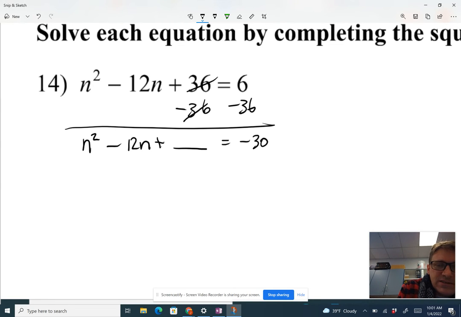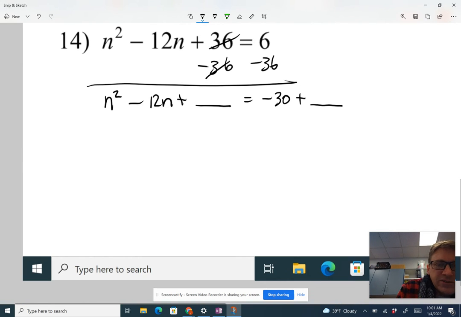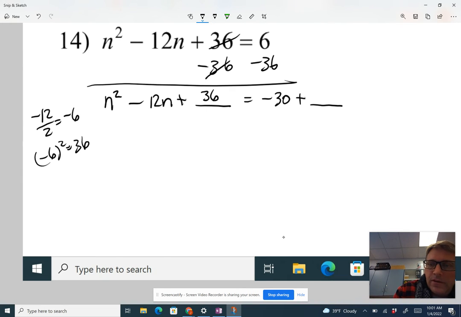And we're going to write plus something and then plus the same something over here, just to remind us we are completing the square. So we take negative 12, we divide by 2, we get negative 6. Negative 6 squared equals 36. And so we add 36 on here. We add 36 to the other side. And that then is completed the square. Now what we do is we write it in factored form. So this is n minus 6 squared is equal to 6.